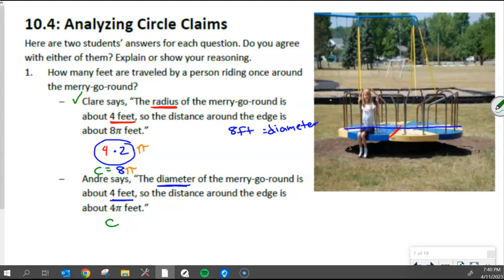If we have a diameter, then to find the circumference, I simply multiply that diameter by pi. His diameter estimate is 4 feet, and he has taken that 4 and multiplied it by pi. Again, he didn't plug it into his calculator. He kept it in terms of pi. And so again, it looks like he did his calculations correctly. So who do we ultimately agree with in the end? I hope that we agree with Claire. Claire has a better estimate for the measurement.